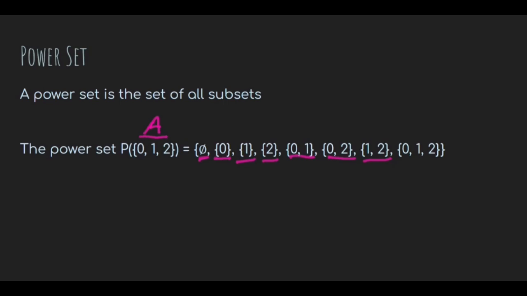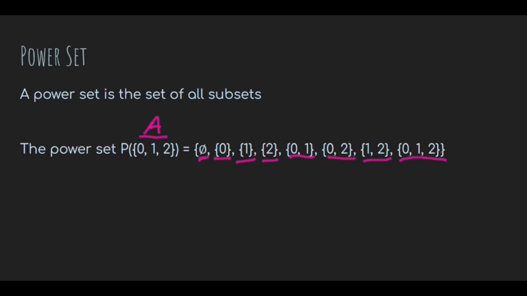1, 0 and 0, 1 are the same sets, so you don't have to repeat them. Therefore, 0, 1 covers it. So we have a set for 0, we have a set for 1, 2, 0, 1, 0, 2, 1, 2, and then finally the entire set.